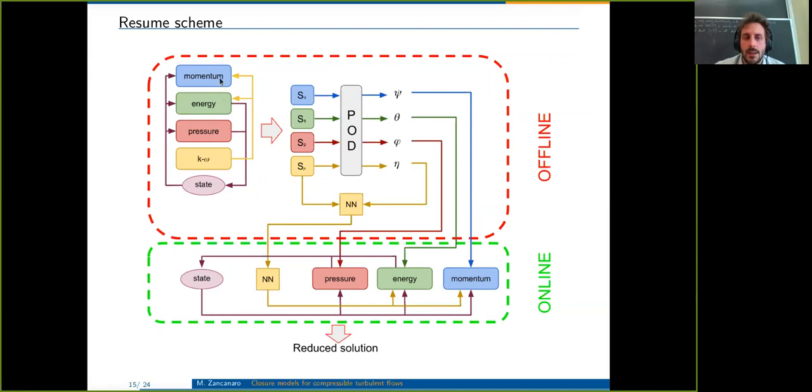each other till convergence. So from this algorithm, you get your snapshot sets that are SU, SE, SP, and S mu. You apply a POD to them, and you get your basis functions. All those basis functions are used in the online phase to project the equations. And you also use the viscosity snapshots and basis functions to train your network, so that during the online phase, you don't have the k-omega process anymore. You just have to evaluate the neural network that you have trained.